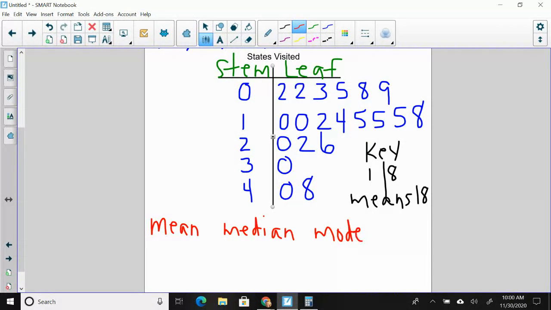I always like to start with the mode because I find that it is the easiest to find, because you're simply looking for the number that shows up the most. Okay, and in this case, which number shows up the most? 15. All right, we have 3 15s. You can see that right here. So our mode is 15.